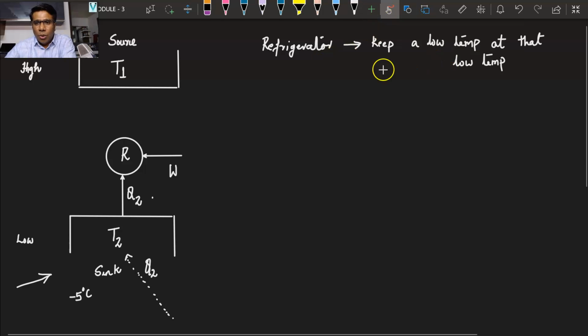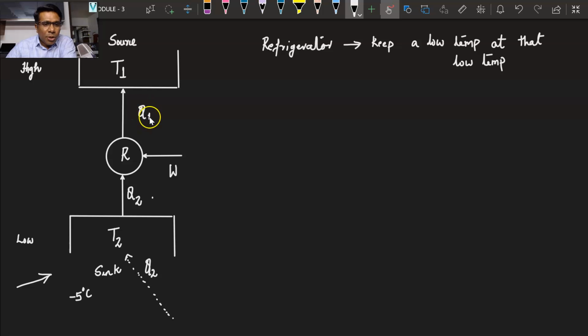Now, in order to satisfy the second law, it has to reject heat to the surroundings. Let Q1 amount of heat be rejected to the surroundings. If you look at your refrigerator at home, it has a condenser side, the body side, which rejects the heat to the atmosphere. So this is how a refrigerator works. Again, the refrigerator absorbs whatever heat has leaked into this low temperature space with the help of some work, and to satisfy the second law, it rejects the heat to the surroundings, or to the high temperature.